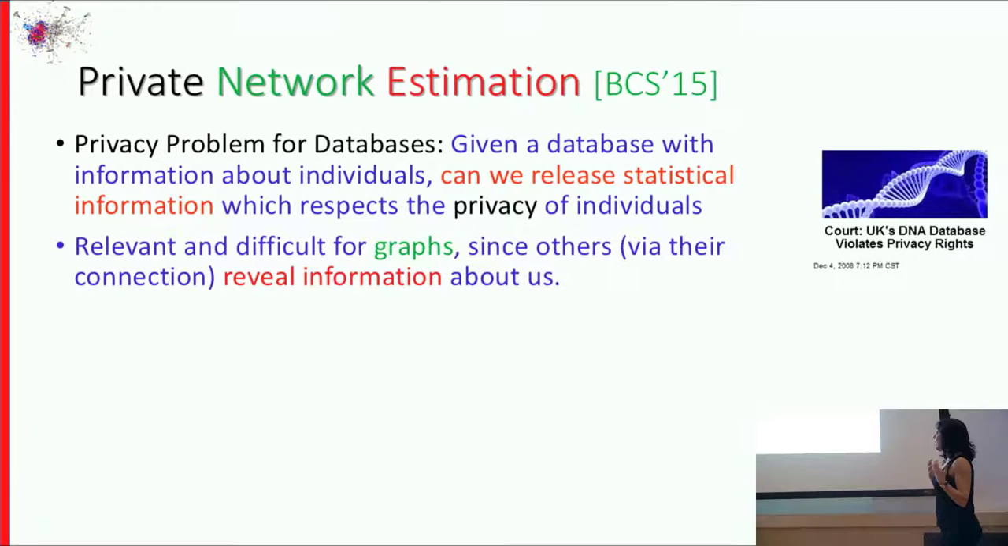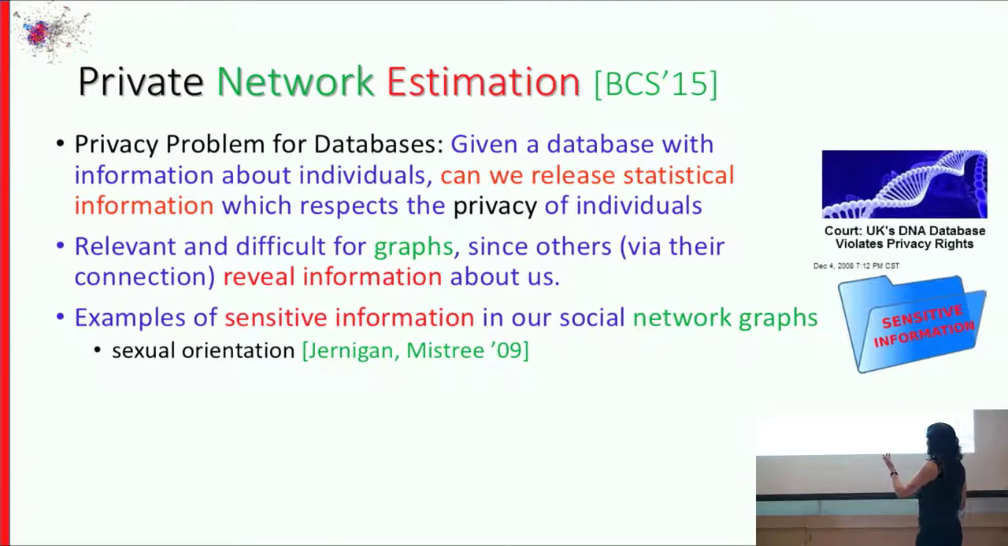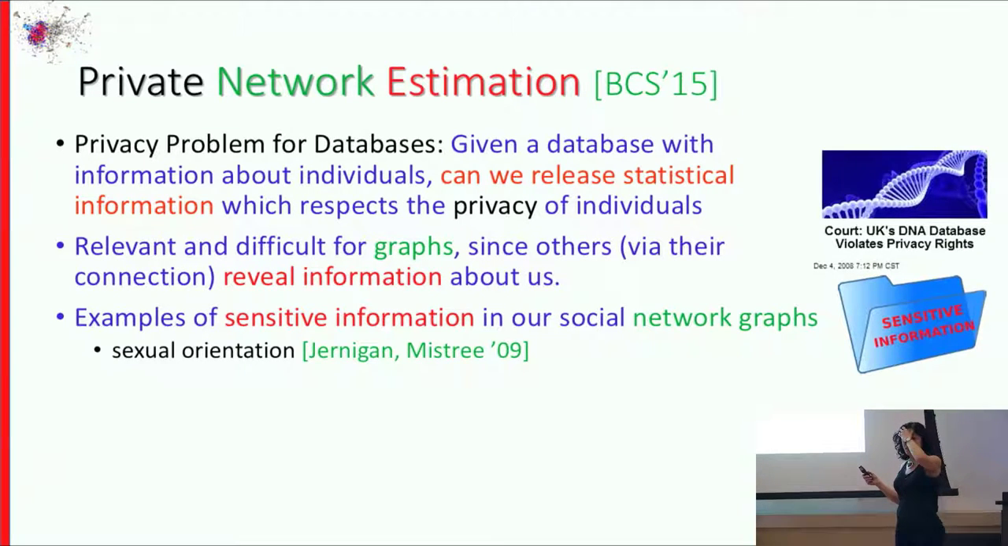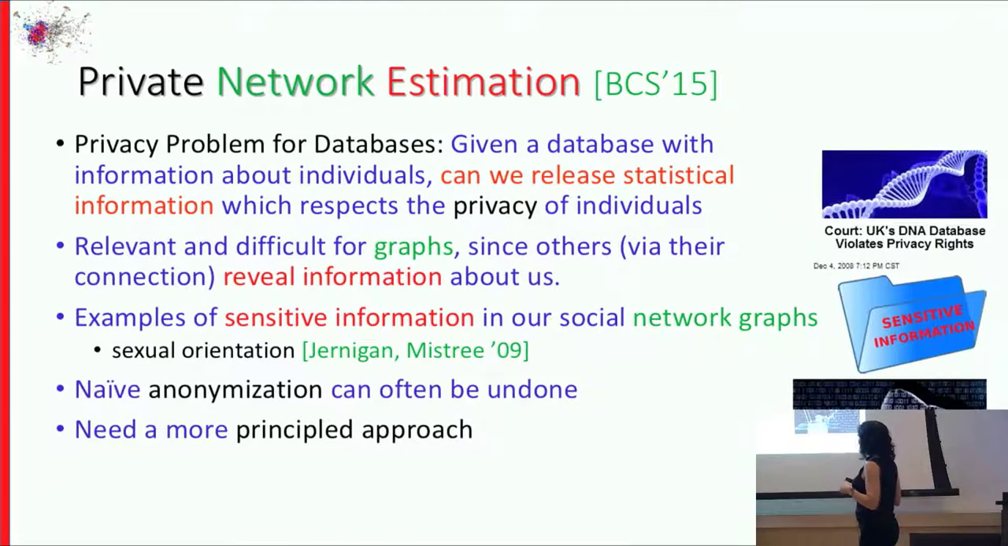And this is relevant and difficult for graphs because it's not only the properties of my node that reveal things about me, but just who I'm connected to. For example, your sexual orientation can be surmised with high probability just by seeing who you're connected to. So if my friends reveal their sexual orientation, then you might know my sexual orientation. And naive anonymization can often be undone, so one needs a more principled approach.